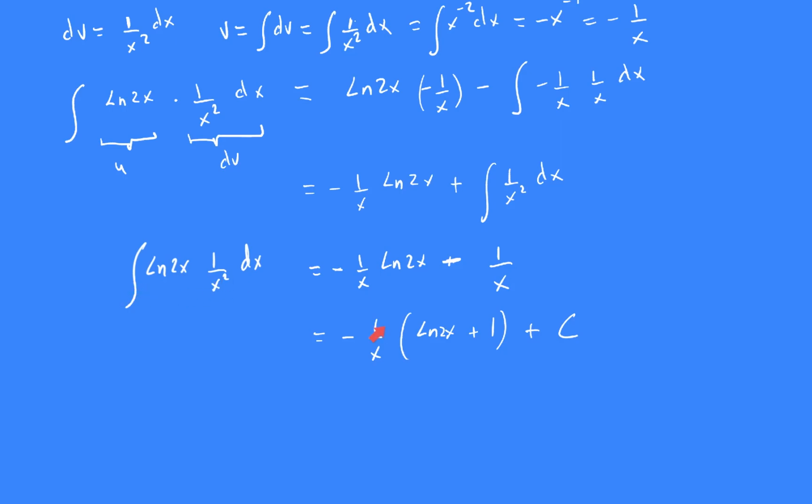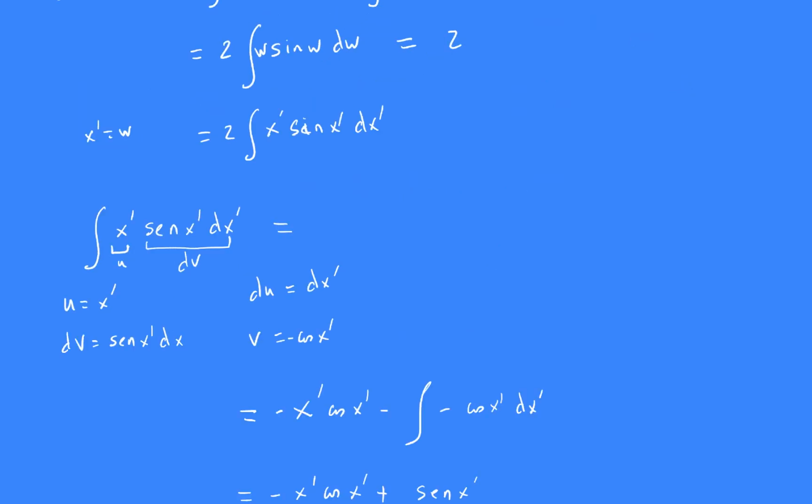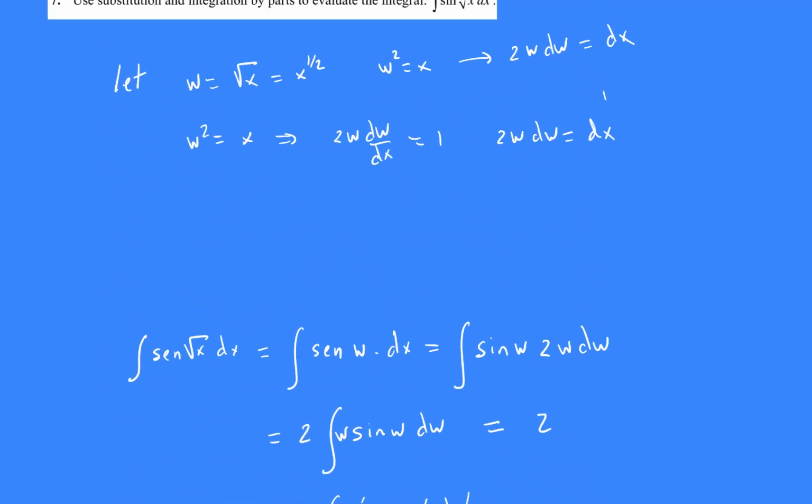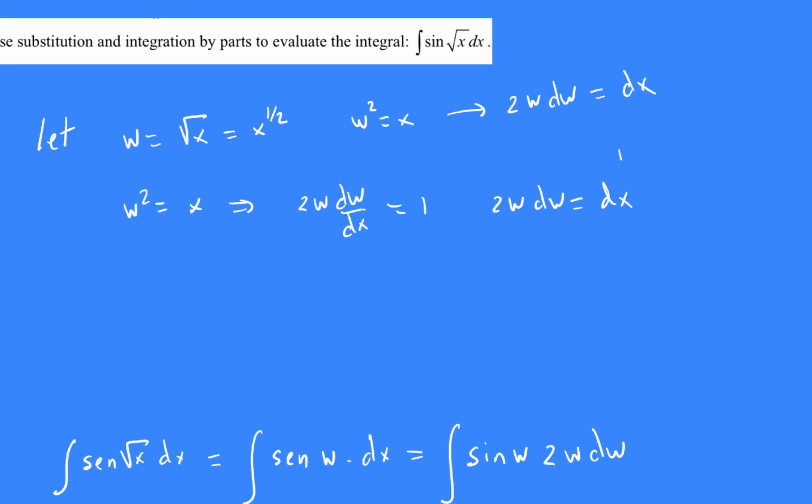And again, you can take the derivative of this function, and you will find natural log of 2x times 1 divided by x squared. Let's go to the next problem. The next problem is again the same thing. This problem is a little bit more sophisticated, but it's not so bad.